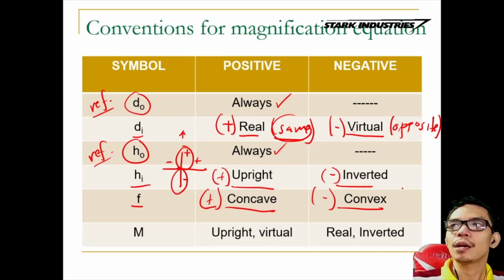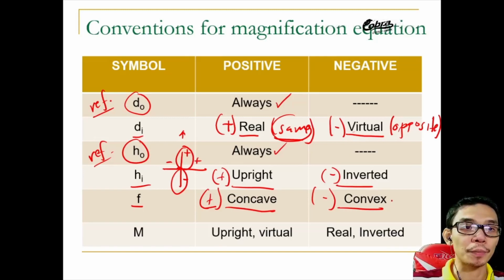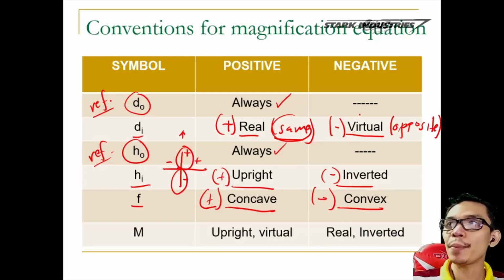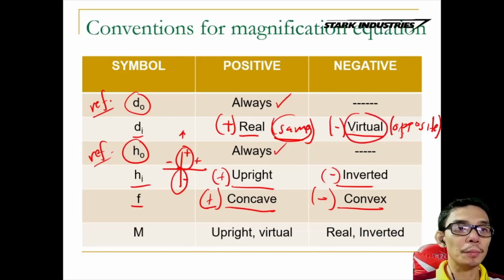So if the object is positive, then the focal length is also positive. Okay? Next, the convex mirror is forming the image opposite to the position of the object. So therefore, we can say that it has a negative sign convention because of having a virtual kind of image. Okay, so that was the convex.